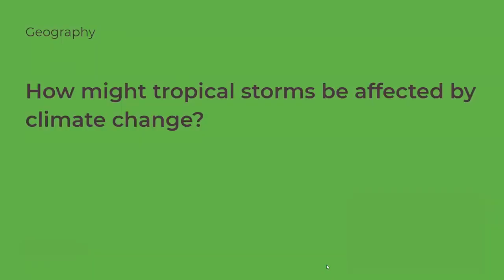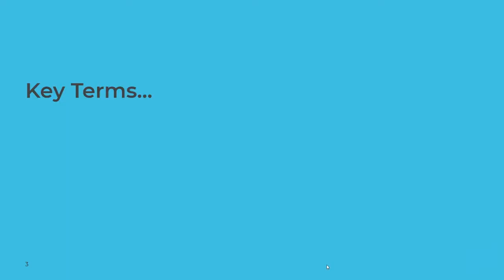So the title of our lesson today is How Might Tropical Storms Be Affected by Climate Change? We're aware that climate change is taking place on our planet, but what we want to know is how that may influence or affect tropical storms now and into the future? In order for us to understand how climate change might affect tropical storms, there are three key terms that we have to know the definitions of so that you're able to fully explain the impact of climate change on tropical storms.